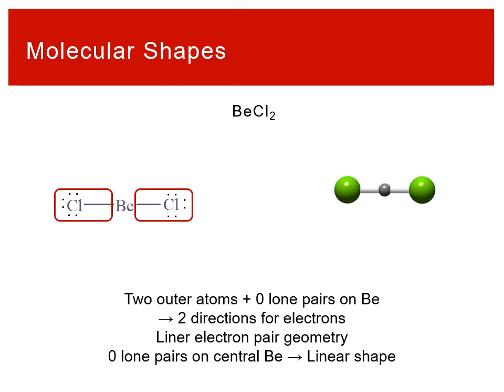It has this nice shape where we can see the beryllium's in the middle, it's a very small atom, and the big chlorines are out in a straight line. So this is overall a linear molecule. The VSEPR rules don't change here, just because the beryllium only has 4 electrons.